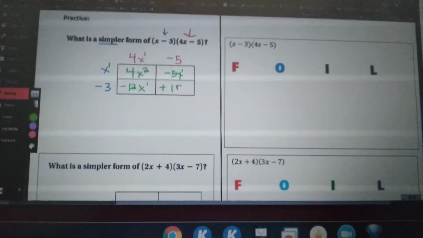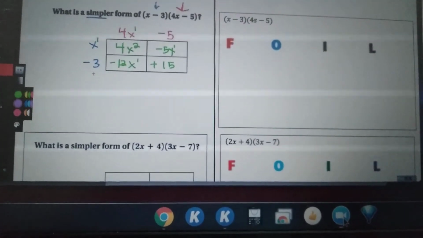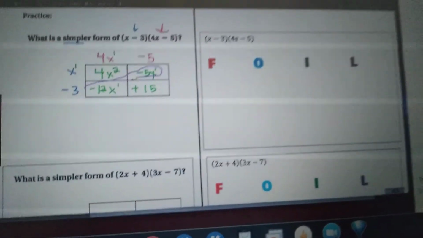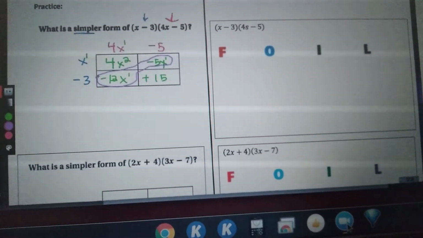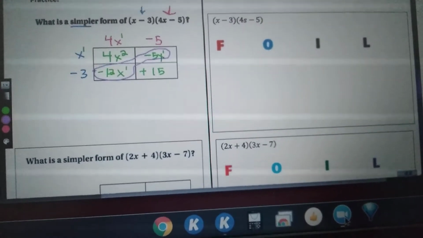3 times 5 is 15. Good. I'm not done. What did I say? The diagonals are always your like terms. These are the two terms that you're going to add the numbers in front. Add the coefficients together. Everyone understand?